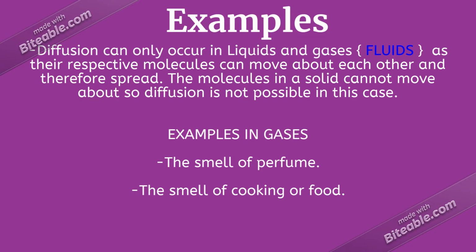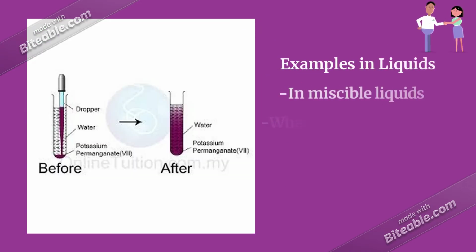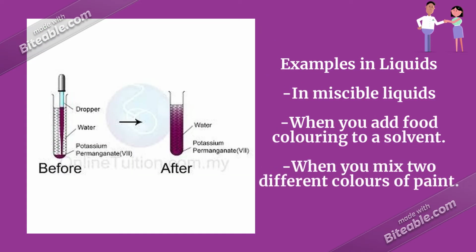Now, the next slide, which I'm sure you can see right now in front of you, gives the examples of diffusion that occur in liquids. Diffusion happens in miscible liquids. The word miscible means two liquids that can mix with one another. When I say immiscible, I mean two liquids that do not mix with one another. For example, try mixing oil and water. They never mix, and they are examples of immiscible liquids.